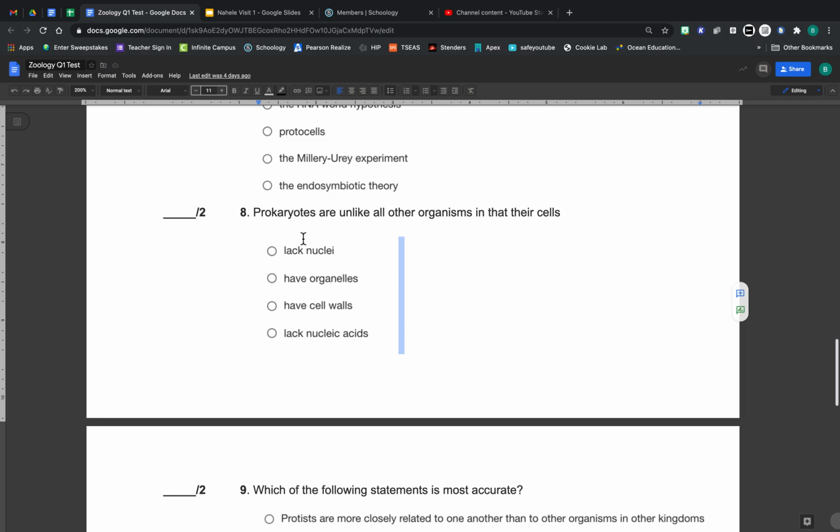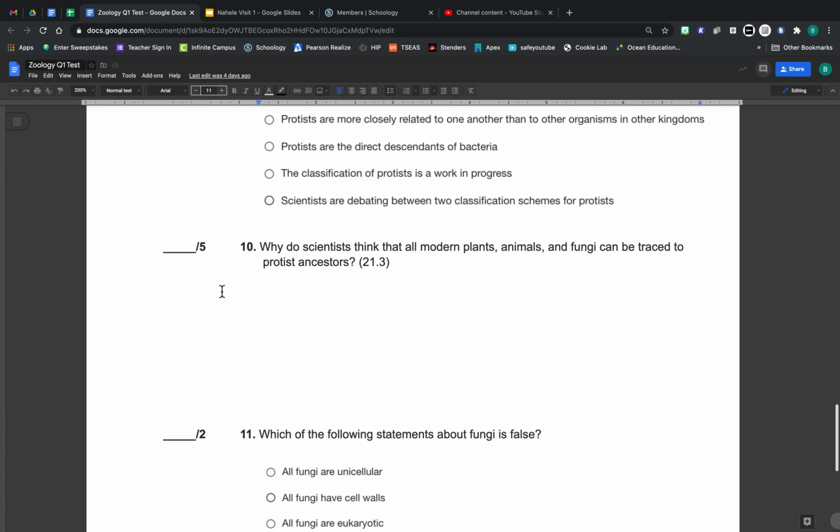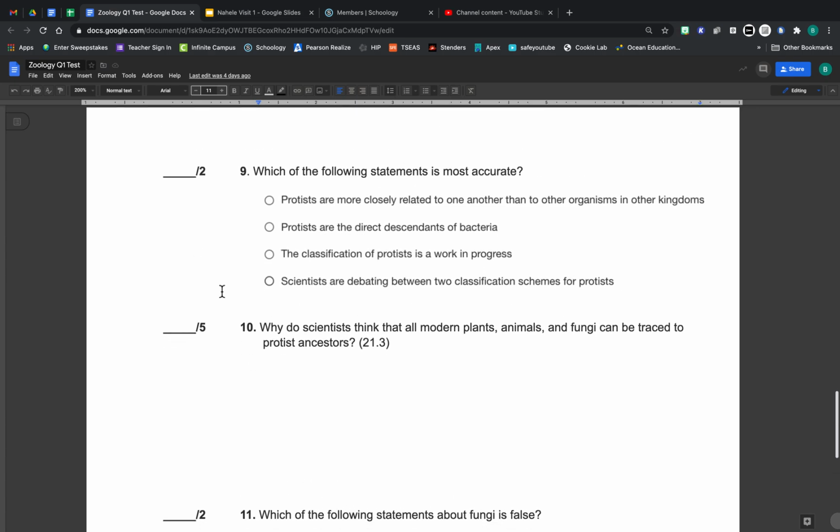Okay. And then moving on to the next page, we have which of these following statements is most accurate? A lot of you picked varying answers here. The defining thing about protists is that we've changed our understanding of protists so many times. And the correct answer for this one is the classification of protists is a work in progress, because you can rule out all these other ones.